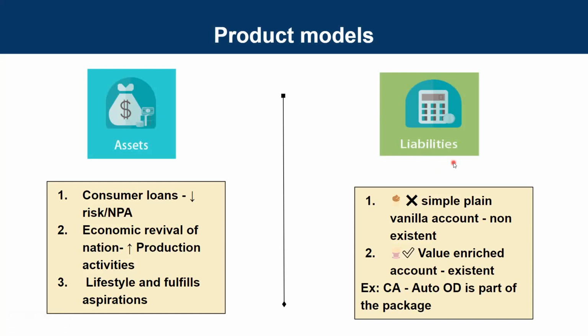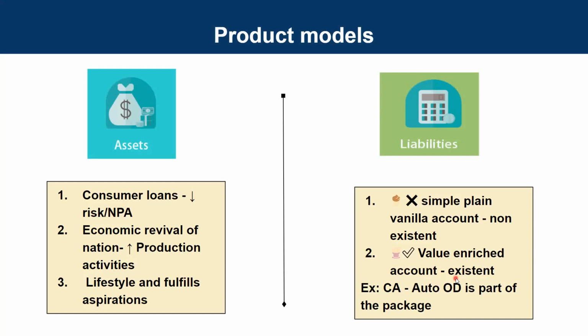Here, the main three products offered on the liability side are the savings account, current account, and term deposits. Nobody is interested in the simple plain vanilla accounts, right? A simple plain vanilla account means a basic savings bank account which comes with an ATM card, credit card, and multi-city cheques. That is plain vanilla, and it is not enriched with something like a nice butterscotch or strawberry. So these kinds of accounts are not what people are looking for nowadays.